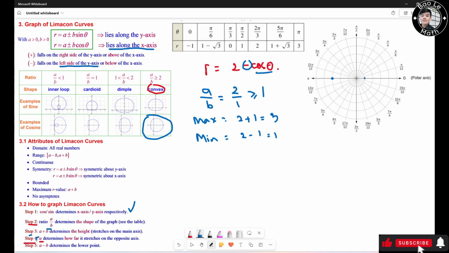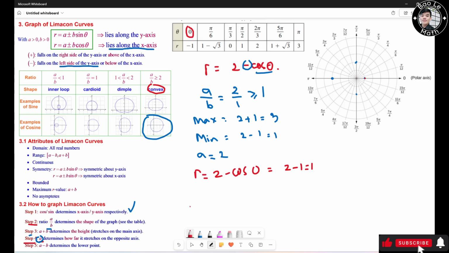Now the value of A right here equals 2. This tells us the graph stretches 2 units on each side of the y-axis, right? So 2 right here and 2 should be right here, right? Now the last one, we just find the values of special angles, right? If angle theta equals 0, we substitute into this equation right here. So we have r equals 2 minus cosine of 0. It's going to be 2 minus 1. It's going to be 1, right? So angle theta equals 0 gives 1. So it should be right here, right?